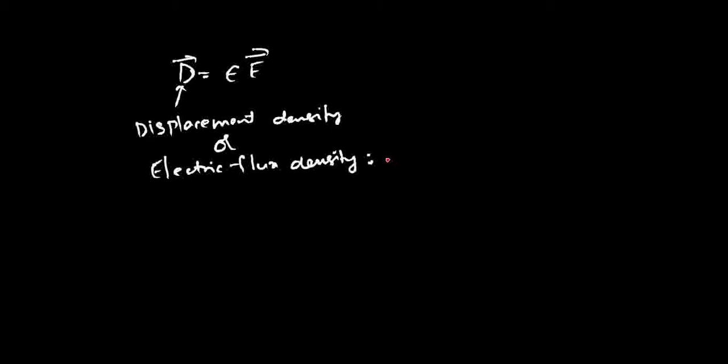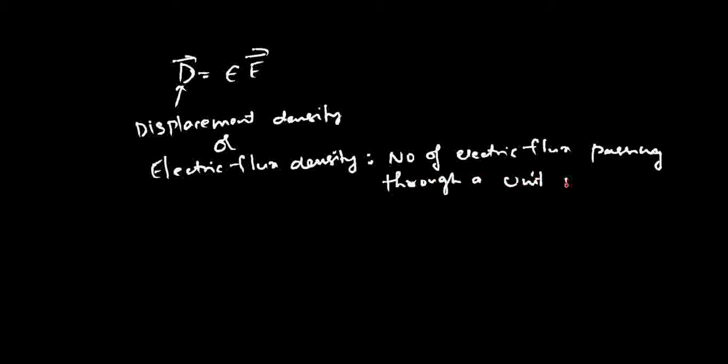Like line charge density, which is charge per unit length, or surface charge density, charge per unit area, or volume charge density, charge per unit volume. Electric flux density is the number of electric lines of flux passing through a unit normal area. So if you know the number of electric lines of flux passing through a unit normal area, then you know the electric flux density.